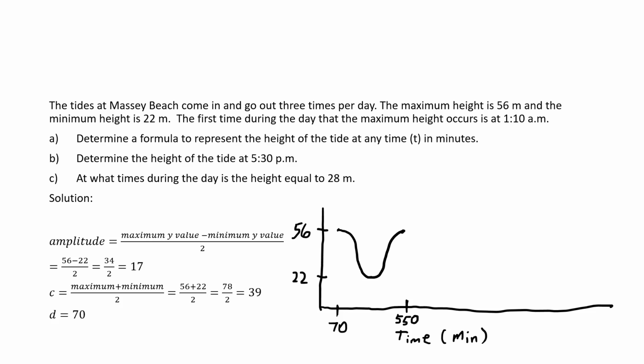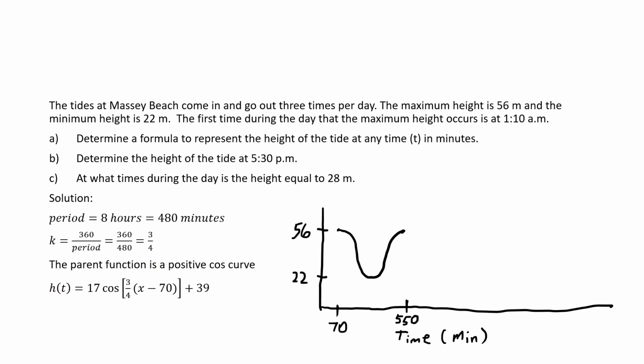Well, what's our amplitude here? You might be able to tell just by looking that the amplitude is 17, but if you can't, then you can use the formula of maximum y value minus minimum y value over 2. If you do that, you see that the amplitude is equal to 17. The c value is maximum y value plus minimum y value over 2, so that'll be a 39. So we know our amplitude, we know our axis of symmetry, and we have a phase shift for d. We're using positive cos as our parent function.